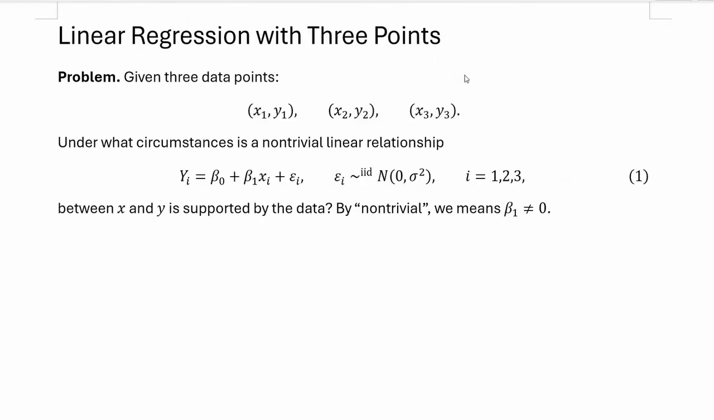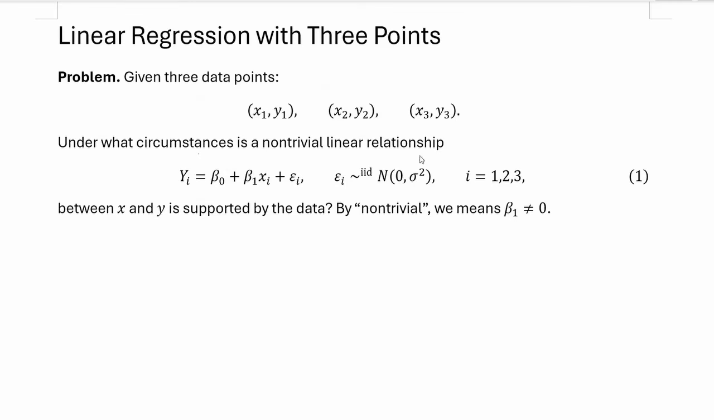For the ease of visualization, we will discuss linear regression with 3 points, but the idea generalizes almost verbatim for arbitrary dimensions. So, given 3 data points, (x1, y1), (x2, y2), and (x3, y3), under what circumstances is a non-trivial linear relationship between x and y supported by the data?